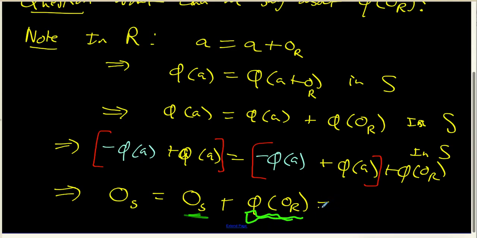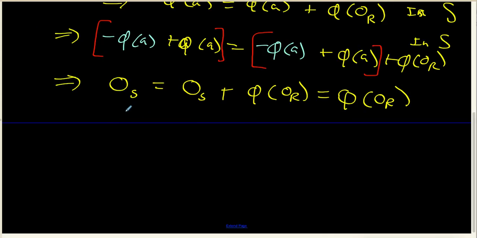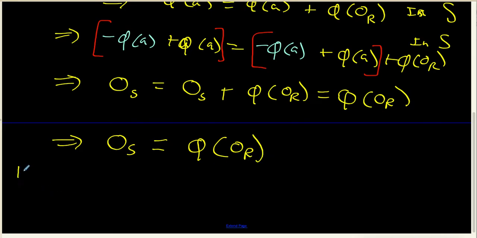So what we now have is that this chunk here can be rewritten as phi of the 0 inside the ring R. And let's take the time to actually look at what we've now shown. What we've shown is that the 0 in S is actually equal to phi of the 0 in ring R. In other words, we have proved the following lemma, and it's a very important lemma.